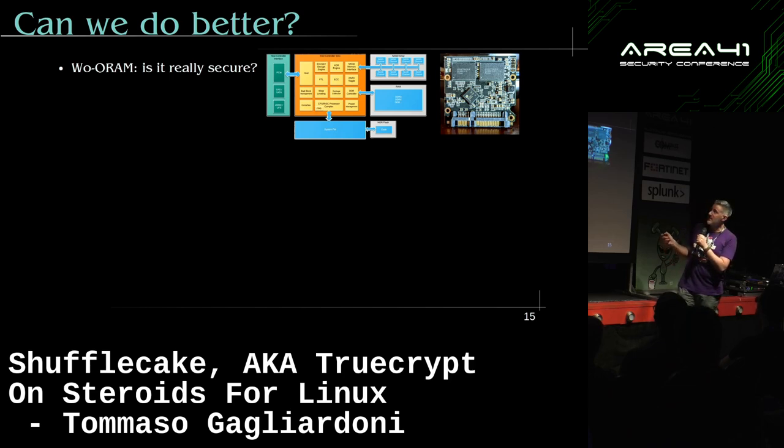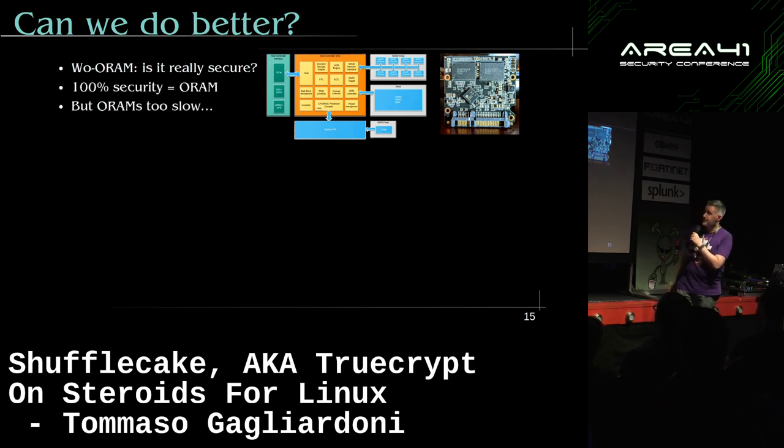Because you don't have any guarantee that there is not an undocumented area of memory that caches all the requests that you do, maybe not as a backdoor, but maybe just for optimization or for branch prediction, whatever. So the assumption that makes write-only ORAMs interesting, that read operations do not change the state of the disk, to me, is a little bit strong. So in order to be 100% secure, you would need ORAMs, but they are too slow.